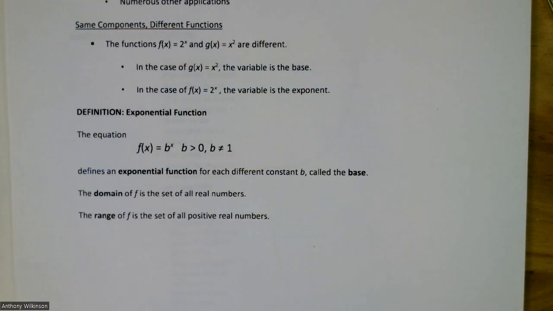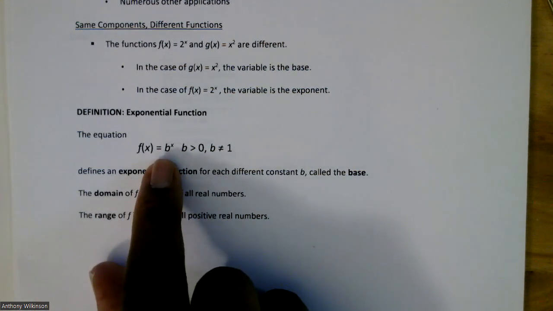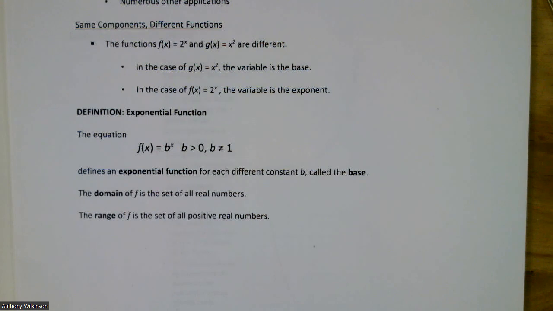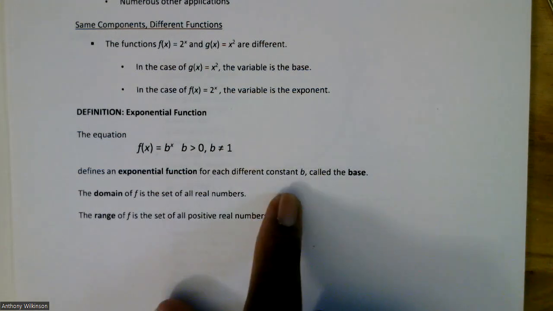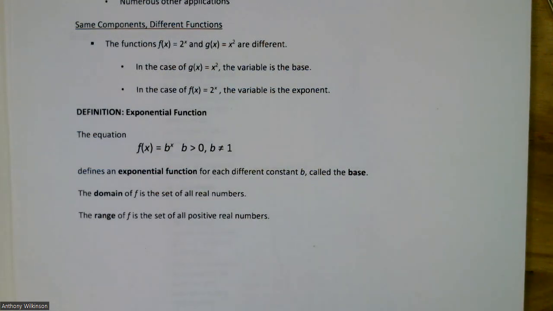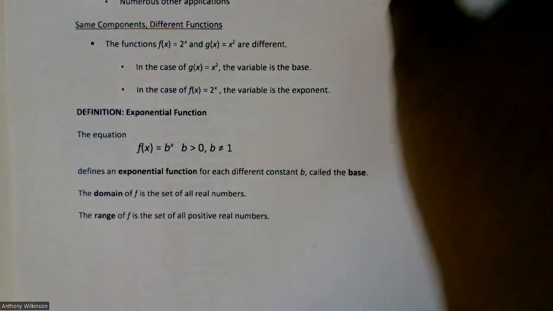So now here's the formal definition of what an exponential function is. The equation f of x equal to b raised to the x, where b is greater than 0 and b is not equal to 1, your b is your base, has to be a positive constant other than 1 for it to be an exponential function. And for each different case, each different constant b, we call that b your base, as I mentioned. The domain of this exponential function is going to be the set of all real numbers. The range of this exponential function will be the set of all positive real numbers. So an exponential function is defined for only positive real numbers for its range. But the domain, of course, will be the set of all real numbers.